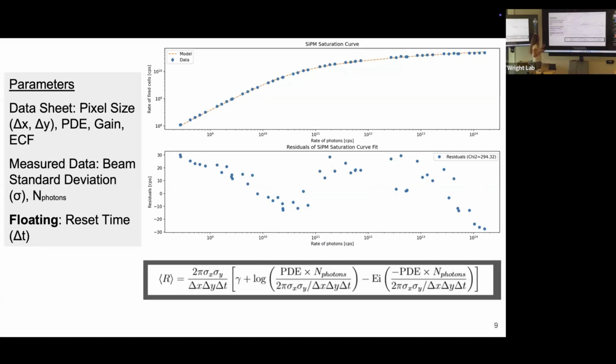Oh, sorry, thank you. And an important note is that the reset time, which is the delta T in this equation, which is the time interval I talked about where it can't detect another photon, is in fact a floating parameter because although it's given in the data sheet as 50 nanoseconds, this is not actually indicative of when a pixel will be able to detect another photon. So we left it as a floating parameter and it gave us about 268 nanoseconds.